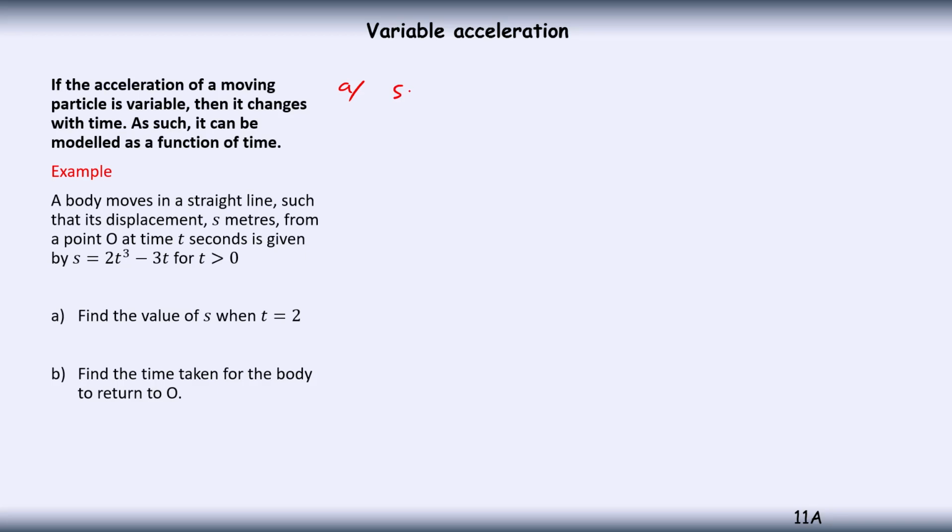So if we do A over here, we've got our formula s is equal to 2t cubed minus 3t. Let's write that down in full. When time is equal to 2, s is going to be given by 2 times 2 cubed minus 3 times 2. Okay, so we've got 2 times 8, which is 16, take away 6, so s is going to be equal to 10 meters.